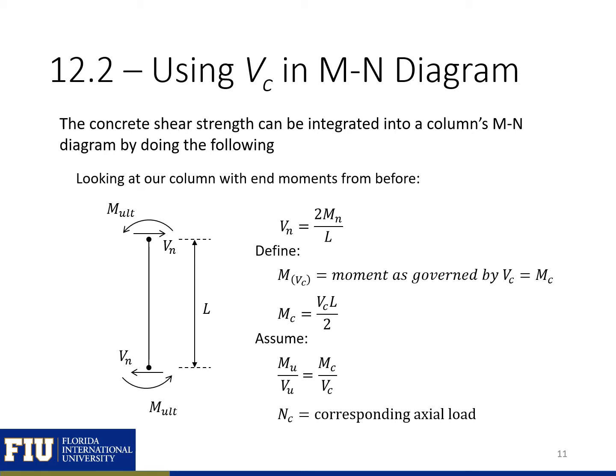We can integrate the concrete and steel shear strength contributions into our moment axial force interaction diagrams. And we can do this by using some of the equations that we had from the beginning of this presentation. So the first thing that we'll do is take the equation that we had from the beginning, and define an M sub c as the moment governed by V_c. And then we can change that equation, so we'll have a moment M_c equal to V_c times L divided by 2.